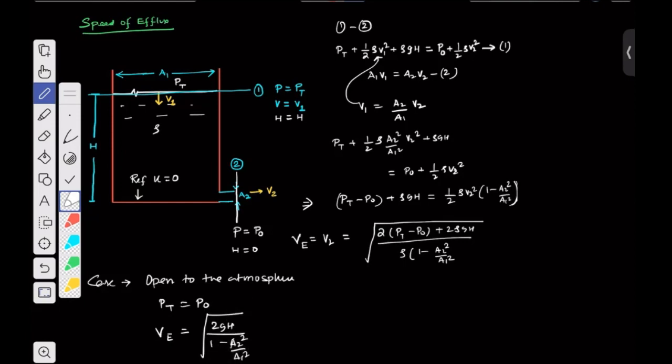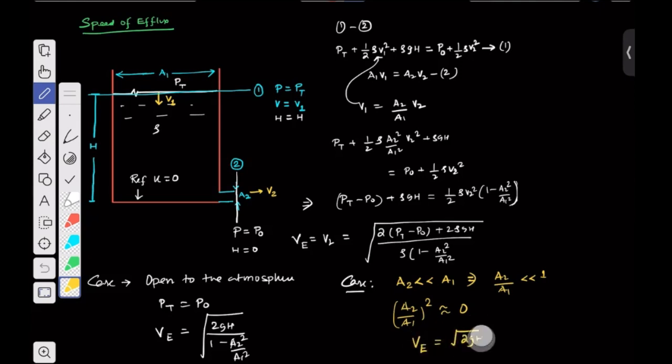Okay. This is what we are going to have in general. Now, another case is, suppose it is told to us that area A2 is very, very small compared to A1. Then A2 by A1 is going to be very, very smaller than 1. So (A2 by A1) square is going to be nearly equal to 0. So in that case, I can neglect the term (A2 by A1) square. The velocity of efflux will come equal to just root 2gh.